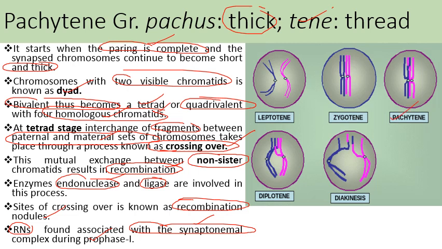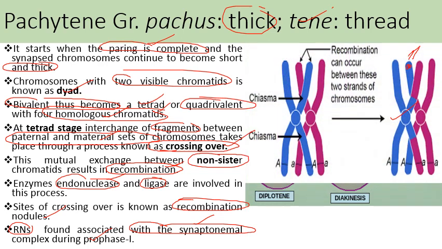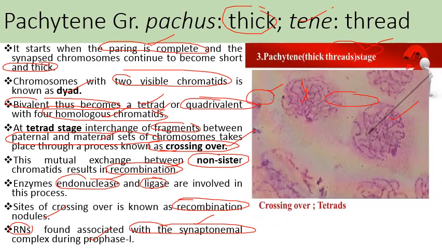So this pachytene stage involves exchange of chromosomal fragments between non-sister chromatids. And this process is known as crossing over. It brings the recombination which occurs between the two strands of chromosome. And the point where the chromosomes have shown crossing over is known as chiasma. So this is the pachytene stage under the microscope.